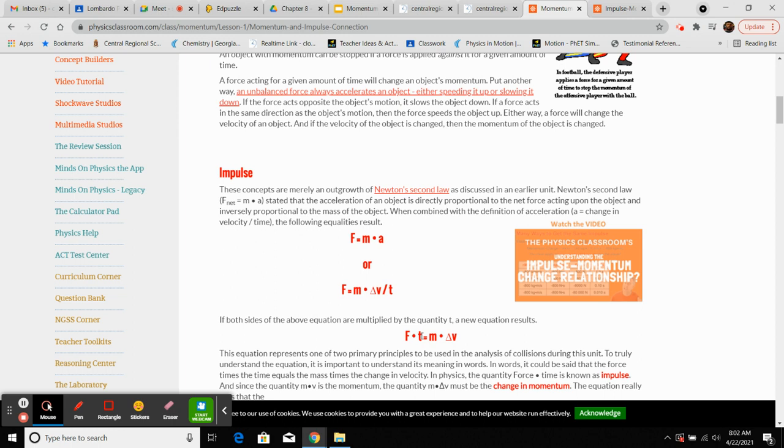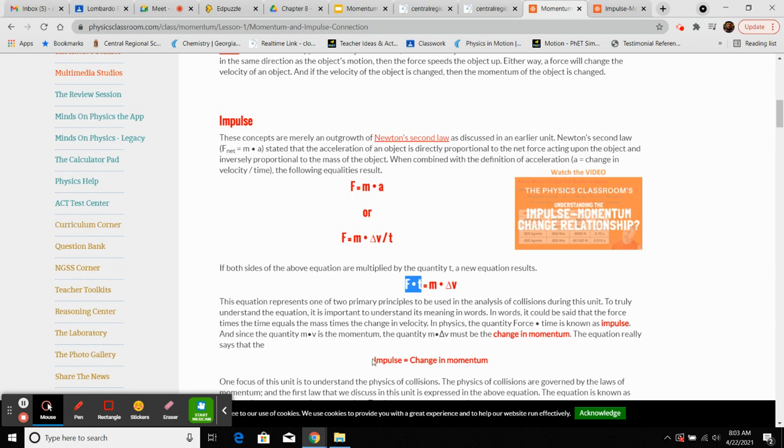Now I have force times time is equal to m times v, or delta v. What is mv? If we just said, hey, what's mass times velocity, what quantity is that? Momentum. So the delta symbol means a change. Force times time equals, therefore, a change in momentum. Now we call a force times time an impulse. And an impulse is going to equal a change in momentum. So impulse, boom, is equal to the change in momentum.